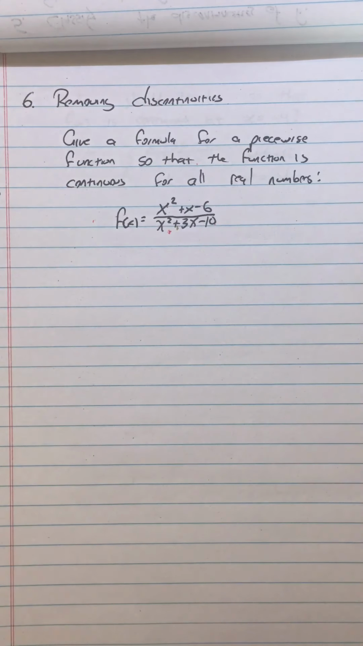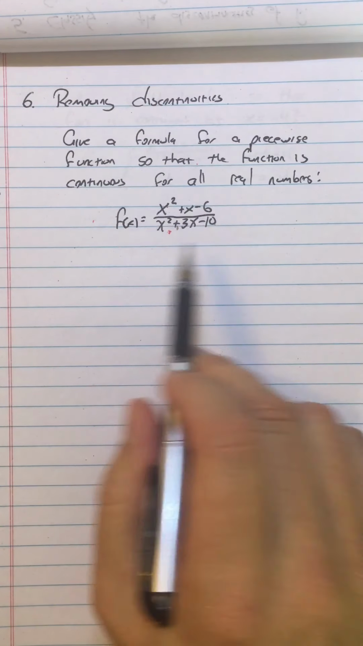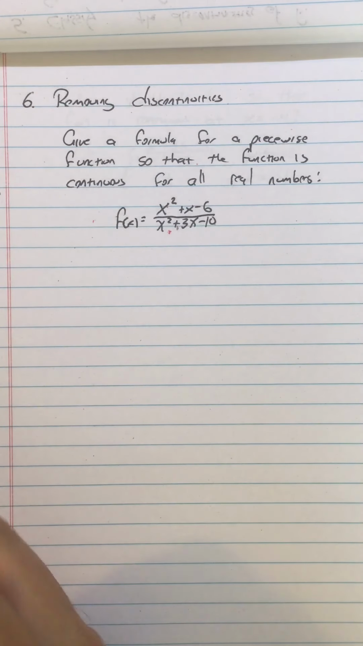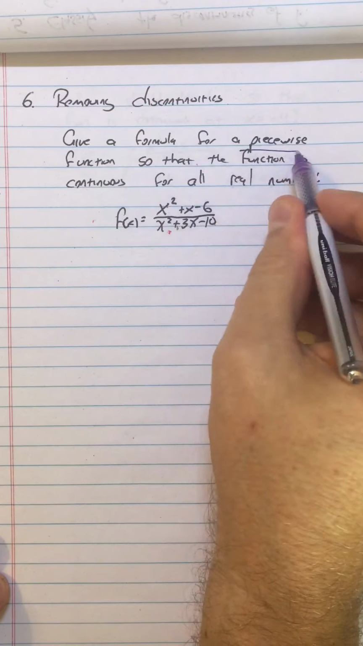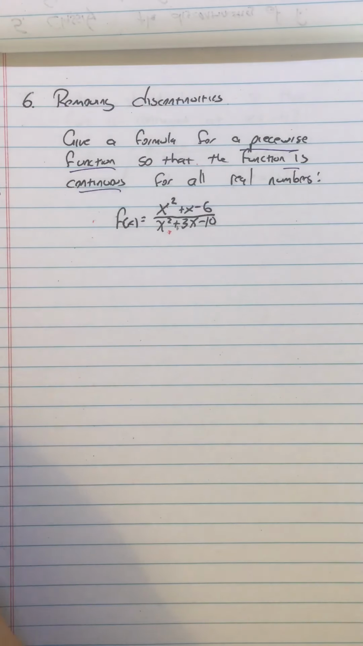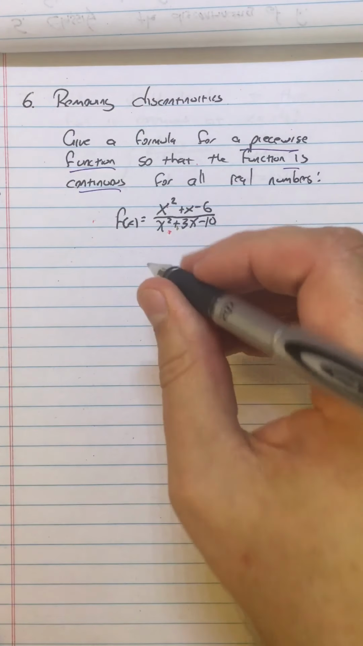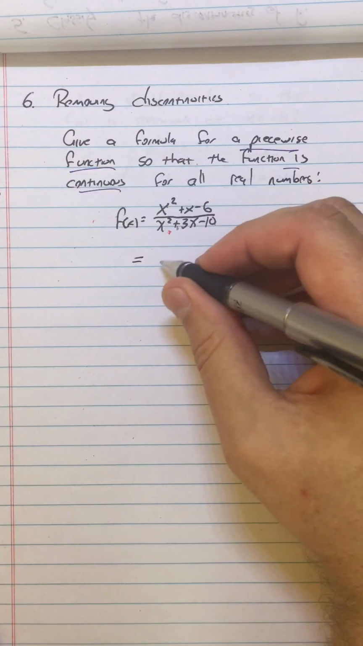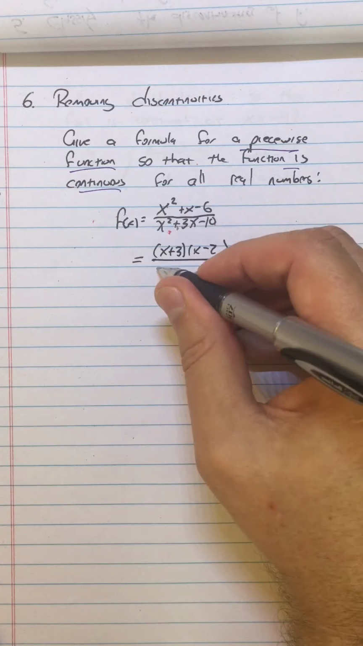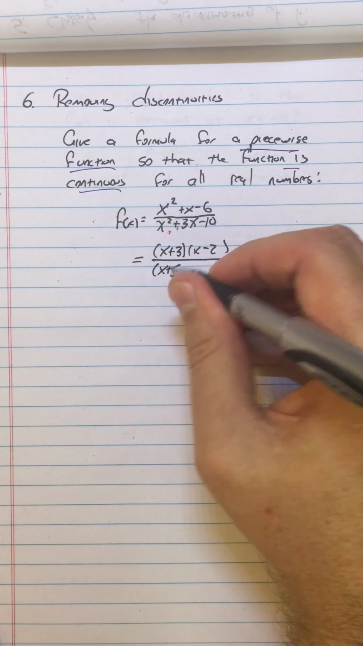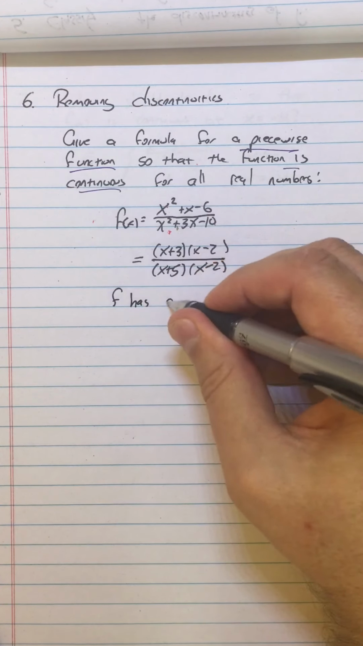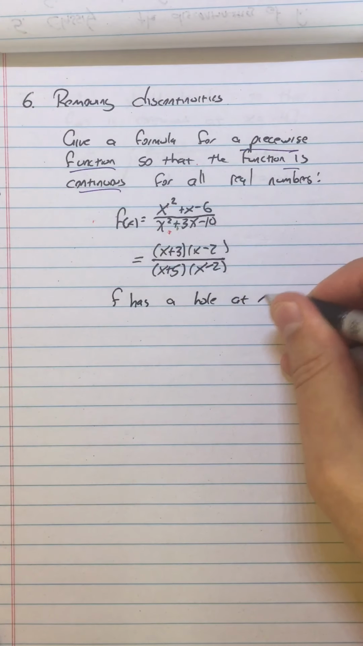All right, so I have a function, and it has a removable discontinuity somewhere. What I'm going to do is give a formula for a piecewise function that is continuous. So the first thing I need to do is analyze this function to find the point where it's discontinuous. I need to factor the numerator and denominator, so I get x plus 3, x minus 2 in the top, and x plus 5, x minus 2 in the bottom. So I know that f has a hole at x equals 2.